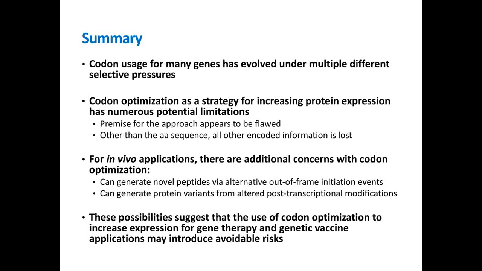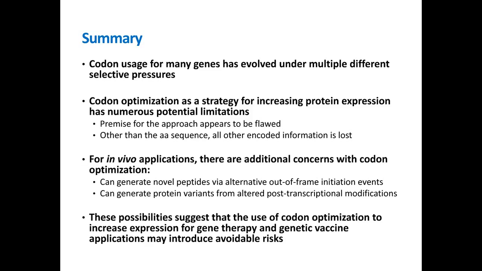And so, to summarize, the codon usage of many genes has evolved under different selective pressures, right? It's not just the coding sequence, not just the amino acid sequence, but there are other factors, other variables that are selected for. And codon optimization preserves the amino acid sequence, the coding potential, but in doing so, you lose a lot of the other information at the primary level, for example, that is encoded. And in fact, the whole premise for codon optimization appears to be flawed.